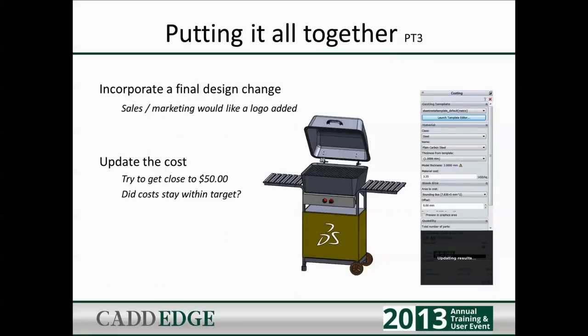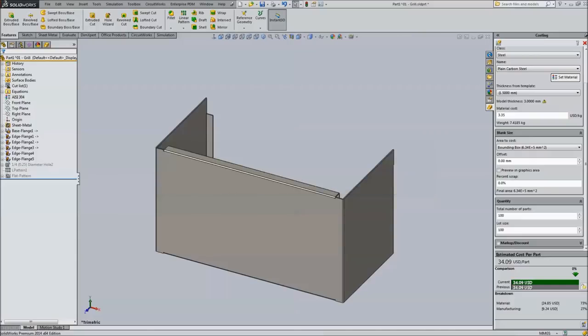So we're going to make a final design change. Sales and marketing wanted a logo added. So we're going to update the cost again. We're going to try and, again, stay within that $50 target. Then we're going to see if we can finally do that or not with the additional request.